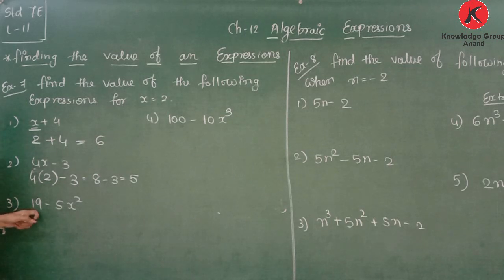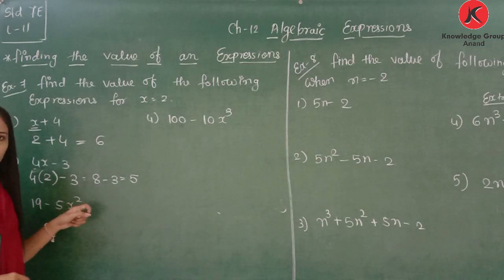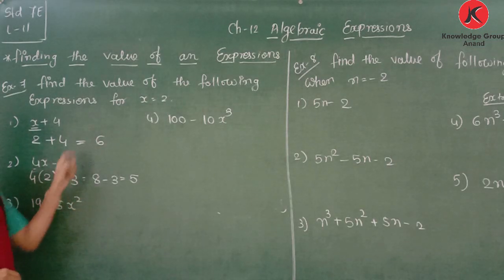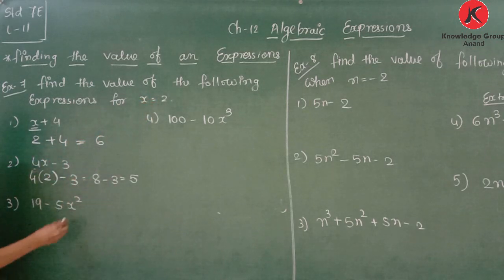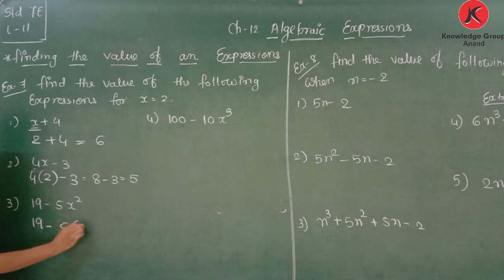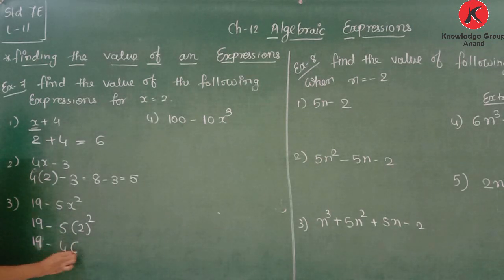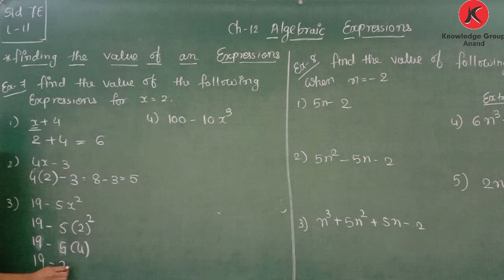Now next one, 19 minus 5x square. x square means multiply x 2 times. But the value of x is what? 2. So here instead of x if we write 2, then we get 19 minus 5 times 2 square. 2 square means 2 multiplied by 2. 2 multiplied by 2 is 4. 5 multiplied by 4 is 20. Now 19 minus 20 is minus 1. So that will be our value of the expression when x is equal to 2.